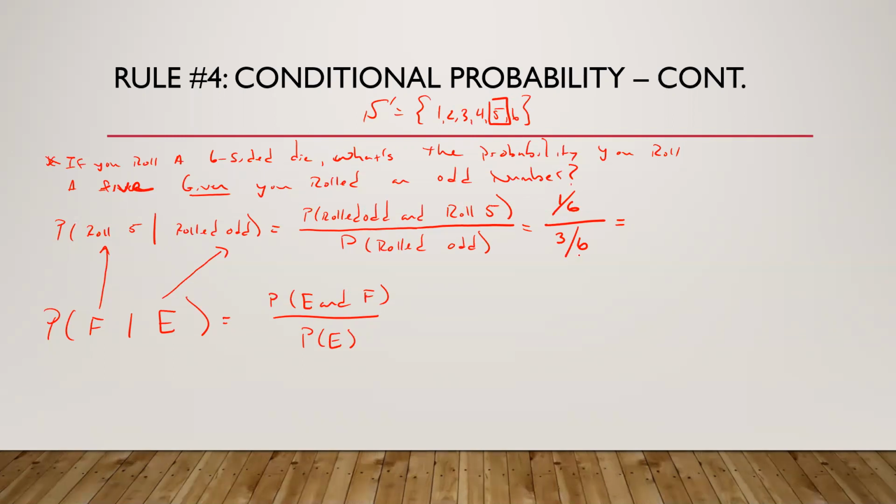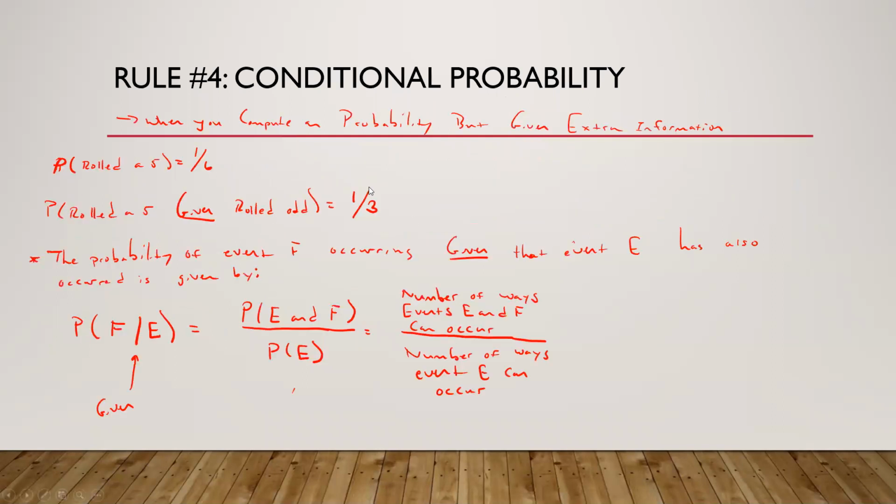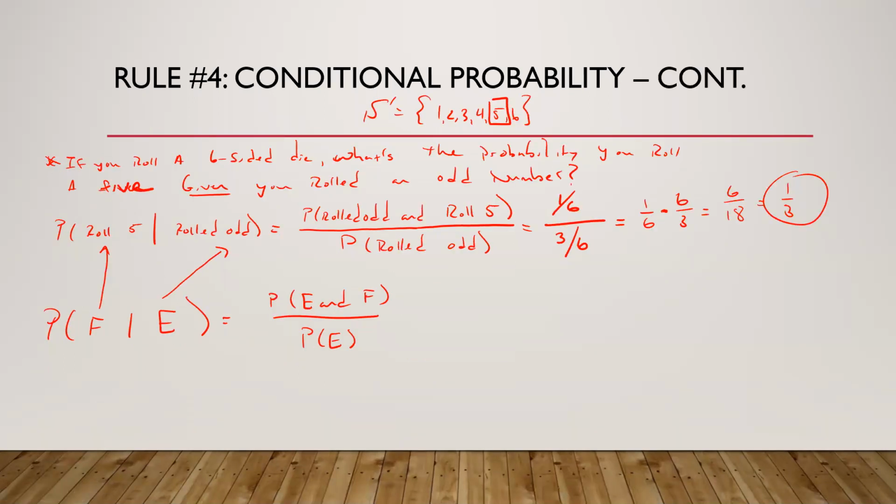So here you have a fraction divided by a fraction. Have you guys heard of the keep, change, flip method for solving these things? What you do is you keep the top fraction, you change division to multiplication, and you flip. So 3/6 becomes 6/3. Then you multiply across. So 1 times 6 is 6, 6 times 3 is 18. Would you look at that? It simplifies to 1/3, which is exactly what we said we would get. So this formula works.